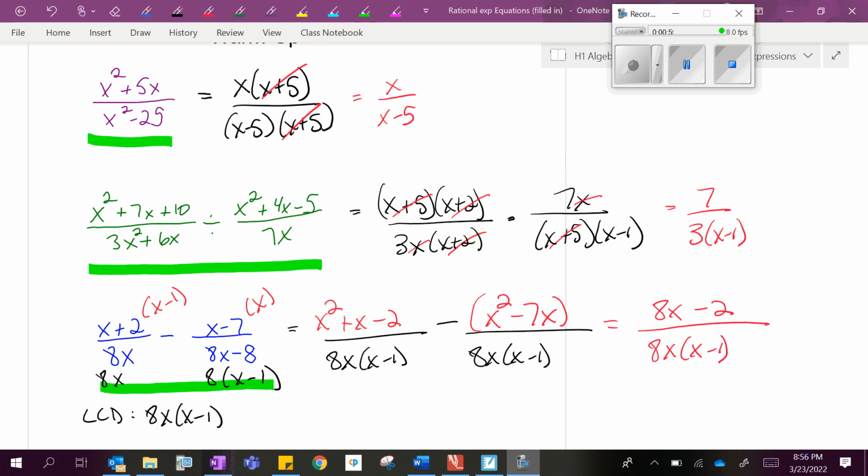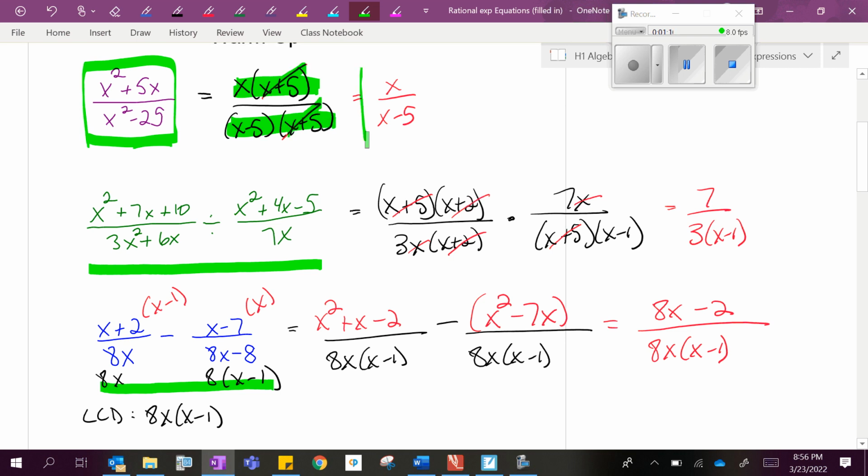Okay, so hopefully you have paused this and worked out these problems. So let's take a look. So this first one, I factored the numerator to take out an x, left with x plus 5. Denominator was difference of squares, canceled out x plus 5, and I was left with x over x minus 5. Division, I factored this numerator to be x plus 5, x plus 2. Factor the denominator by taking out a GCF, and I got 3x, x plus 2.